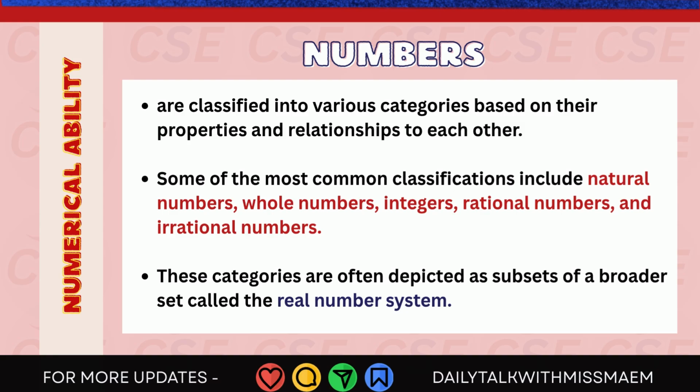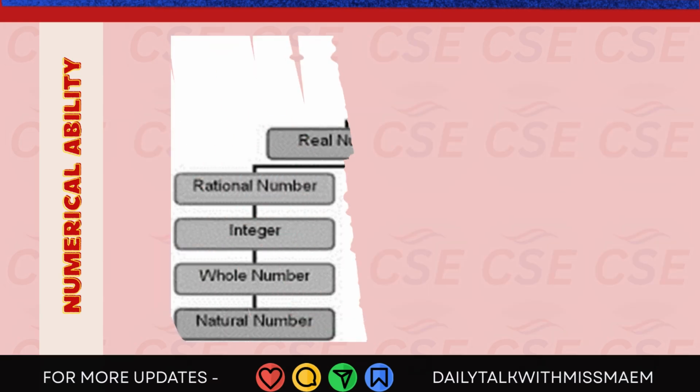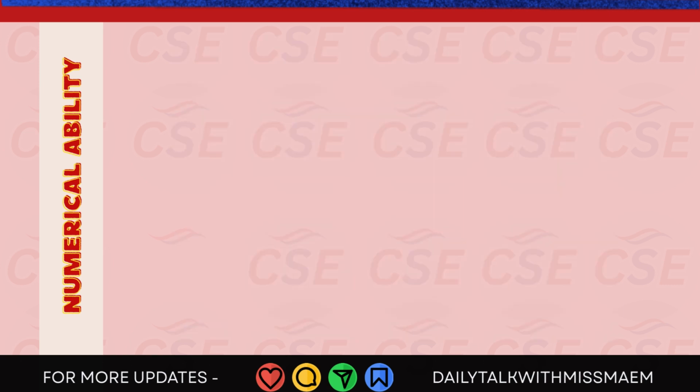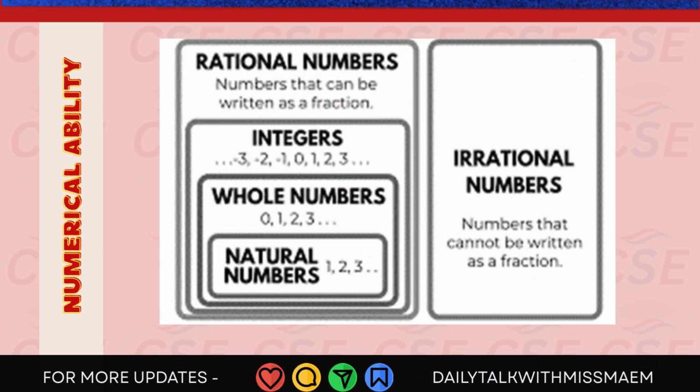Numbers are classified into various categories based on their properties and relationships to each other. Some of the most common classifications include natural numbers, whole numbers, integers, rational numbers, and irrational numbers. These categories are often depicted as subsets of a broader set called the real number system.